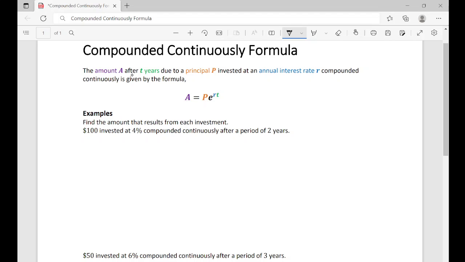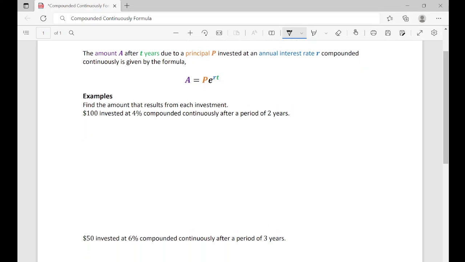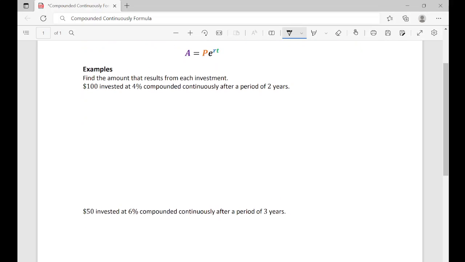The amount A after 2 years due to a principal P, which is the initial amount, invested at an annual interest rate R compounded continuously is given by the formula A equals Pe raised to the RT. So we're going to find the investment amount for each question given the information.